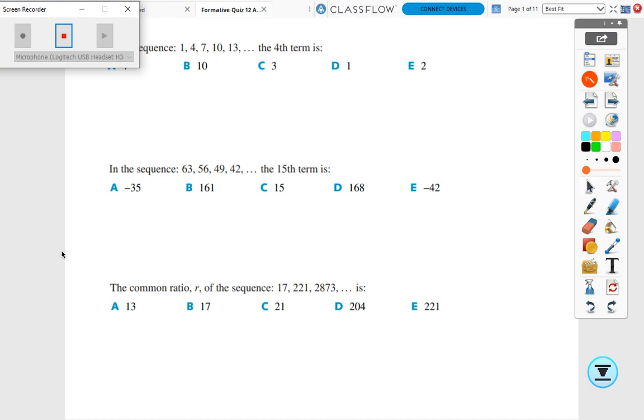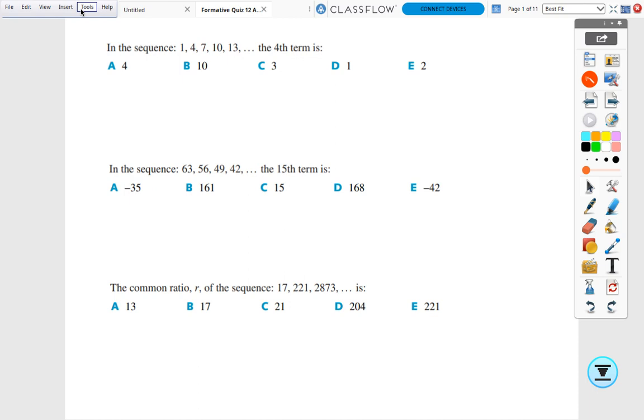Okay, so we're looking at a video on APs and GPs in Year 12 apps, and I've just got these questions from different sources. So pause and have a go, and when you're ready, come back. Okay, so the first one, we're going up by threes.